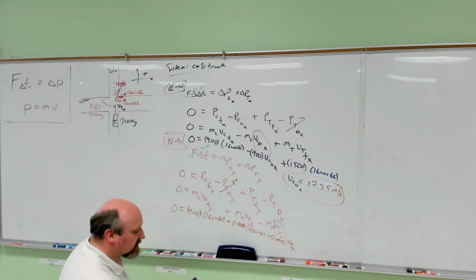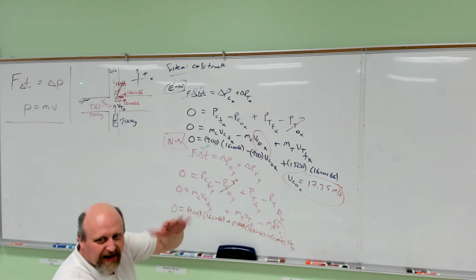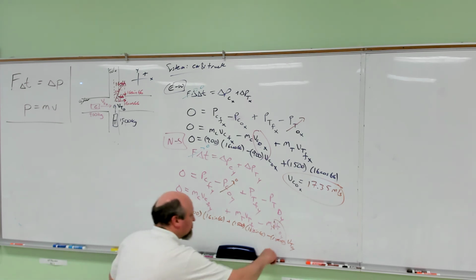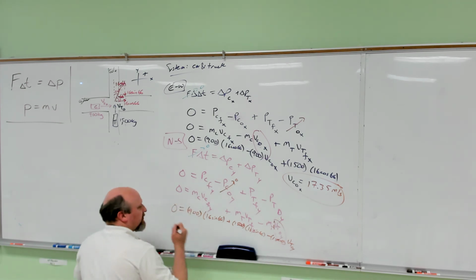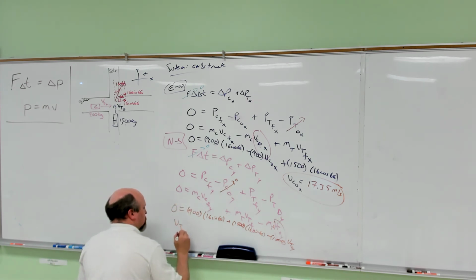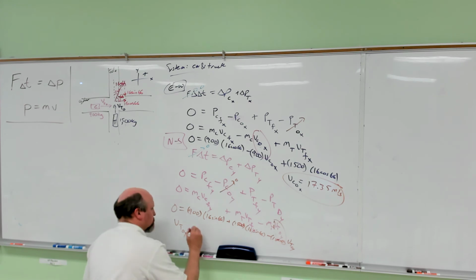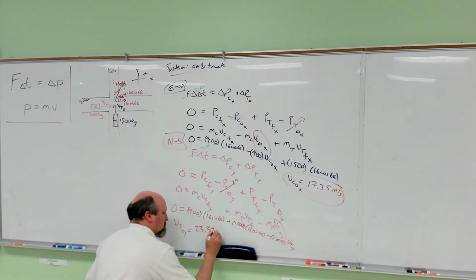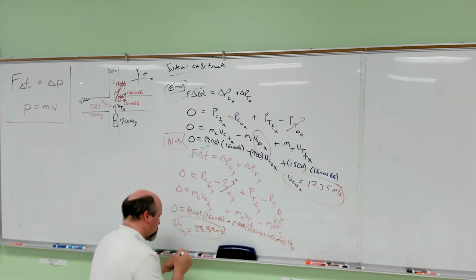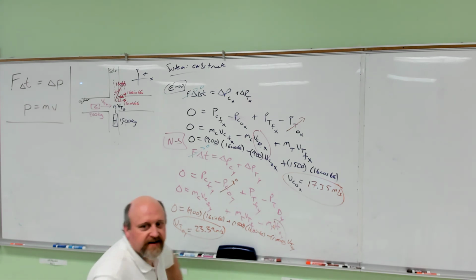Okay, and I got 23.39 for that velocity of the truck in the y at the start. What did I just say? 23.39. Ta-da! Okay, and that's that problem solved.